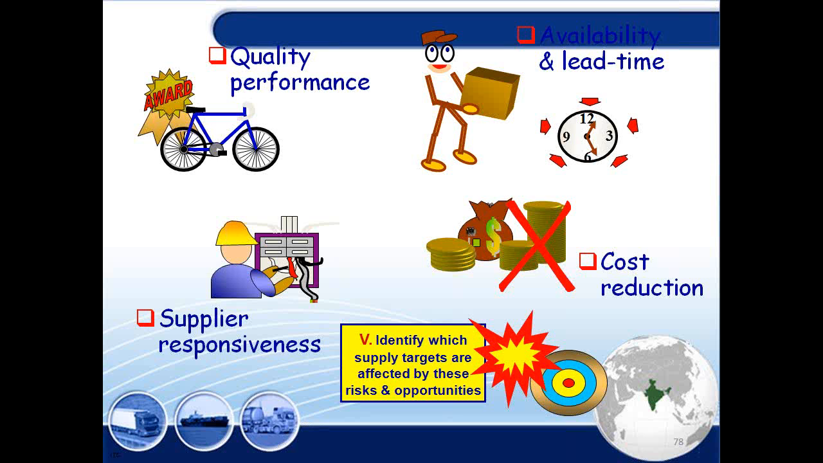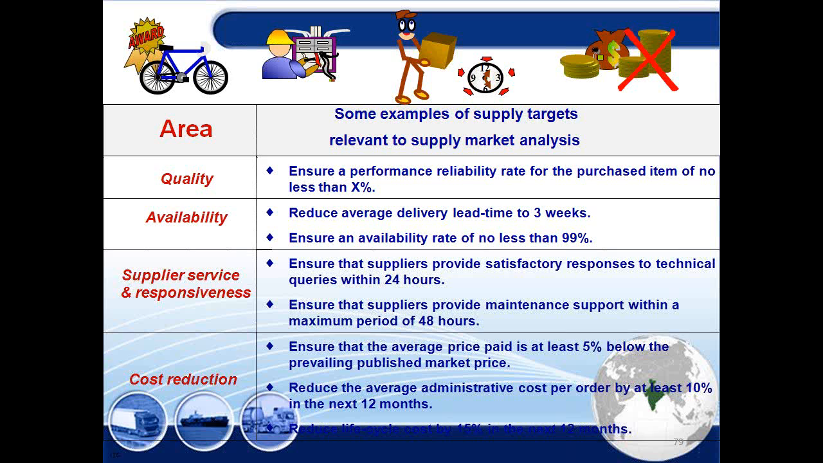Now identify which supply targets are affected by these risks. So what you see here is identifying which supply targets are affected by these risks and opportunities. That's what it is. Let's look at the quality.